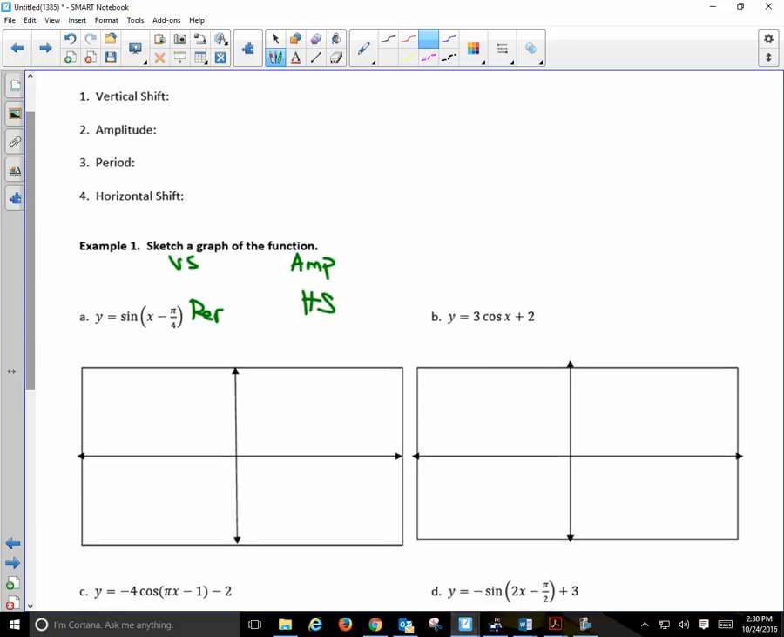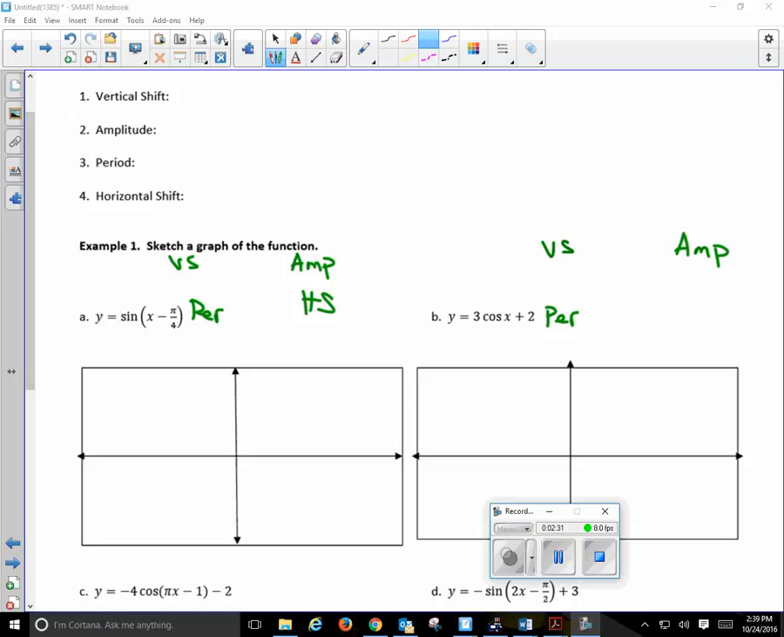I'm going to go over to letter B because letter B is a little bit easier, okay? So I have a vertical shift, I have an amplitude, I have a period, and I have a horizontal shift. All right, so we got vertical shift, amplitude, period, and horizontal shift.